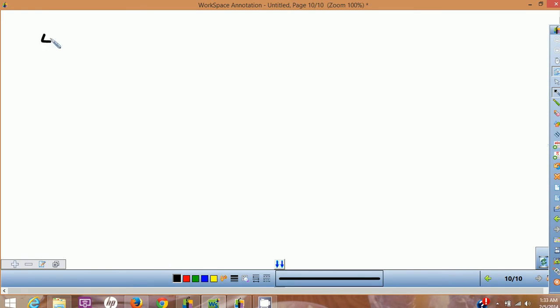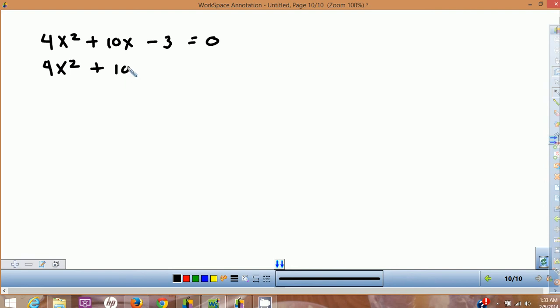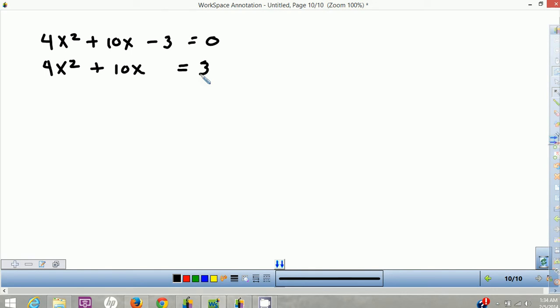So let's start with a problem like 4x squared plus 10x minus 3 equals 0. We're going to start this problem exactly the same way we started before. We're going to move that constant term to the other side of our equation. 4x squared plus 10x is equal to, add 3 to both sides, 3. But here's where the difference comes in. I need to get rid of this 4, this coefficient of the x squared. So I divide everything in my equation by the coefficient of x squared.